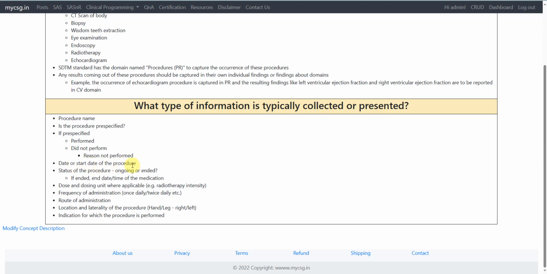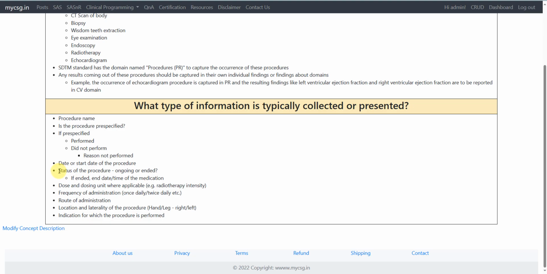Some procedures could occur at a single time point, while some procedures may need some duration. In that case, we will have the start date and end date. If it is an echocardiogram, we may just capture the date of occurrence. If it is a transfusion, we may have started the transfusion at one particular time point, and the transfusion may go on for a few minutes to a few hours. So we'll need the end date as well. If we need start and end dates, we'll use start and end dates. If it is a single point in collection, we'll use PRDTC, the date of procedure.